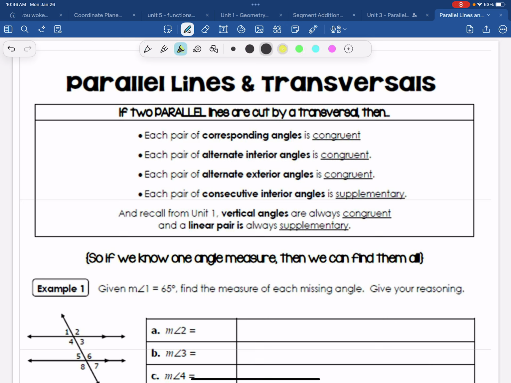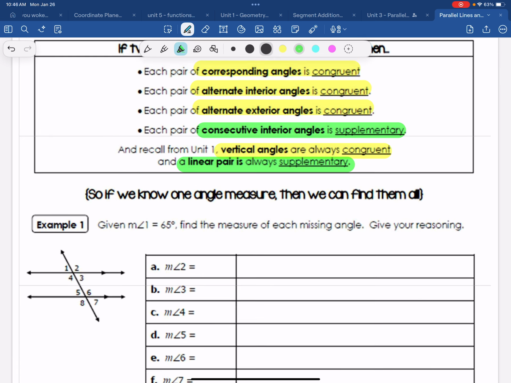Okay, so we know from our lesson the other day when we were learning about the different relationships that corresponding angles are congruent, alternate interior angles are congruent, alternate exterior angles are congruent, and consecutive interior angles are supplementary. We also know from previous lessons that vertical angles are always congruent whether we have parallel lines or not, and linear pairs are also always supplementary.